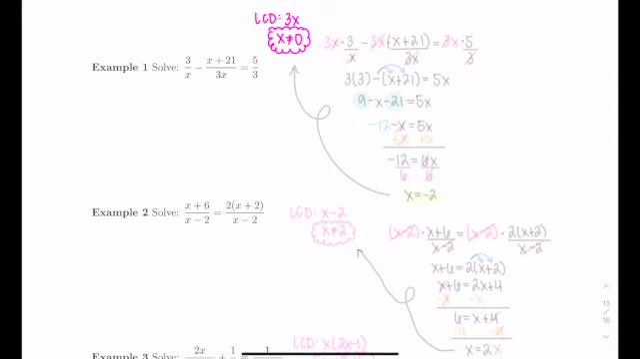So what we want to do now is multiply each and every piece of our equation by 3x. So we have 3x times 3 over x, 3x times (x plus 21) over 3x, and I am going to go ahead and put parentheses around x plus 21. And we also have 3x times 5/3.